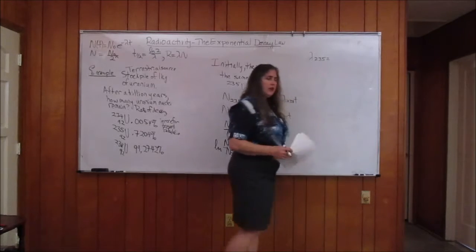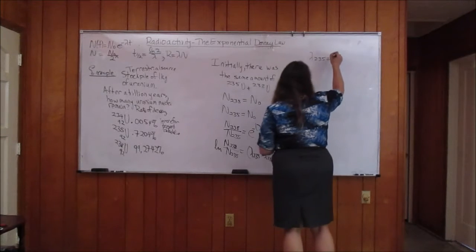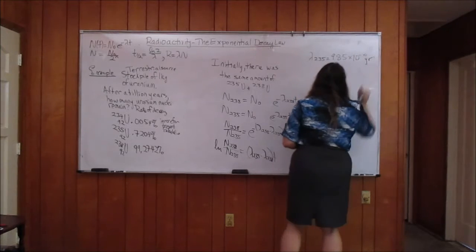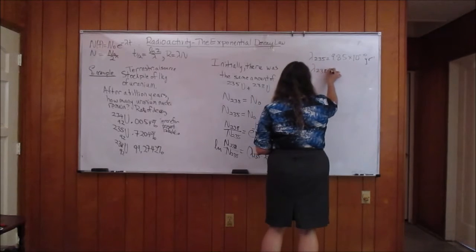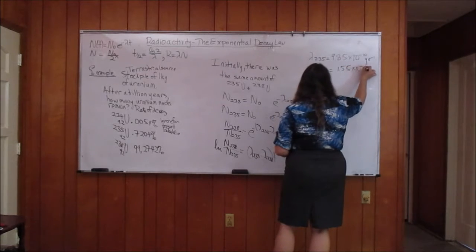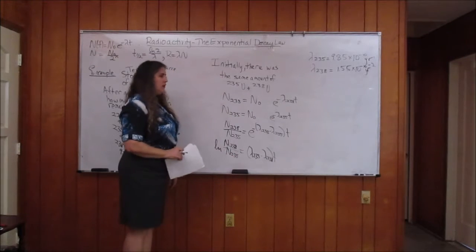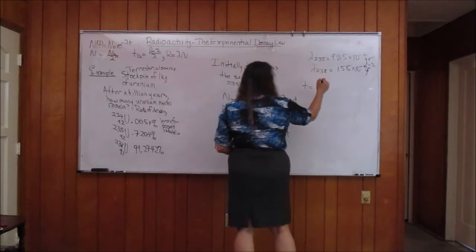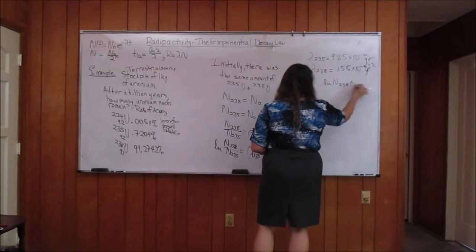We just calculate the decay constants for each of these isotopes, and for lambda 235, that's equal to 9.85 times 10 to the minus 10th inverse years, and for U238, it's equal to 1.55 times 10 to the minus 10th inverse years. So time is equal to natural log of 238 over 235.